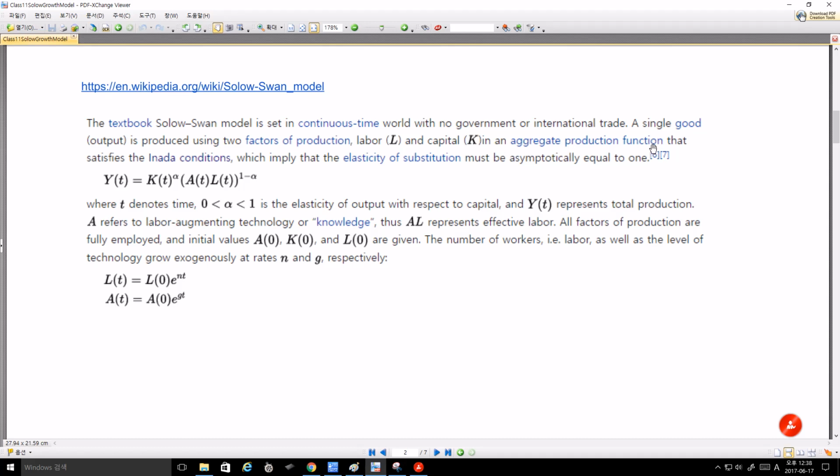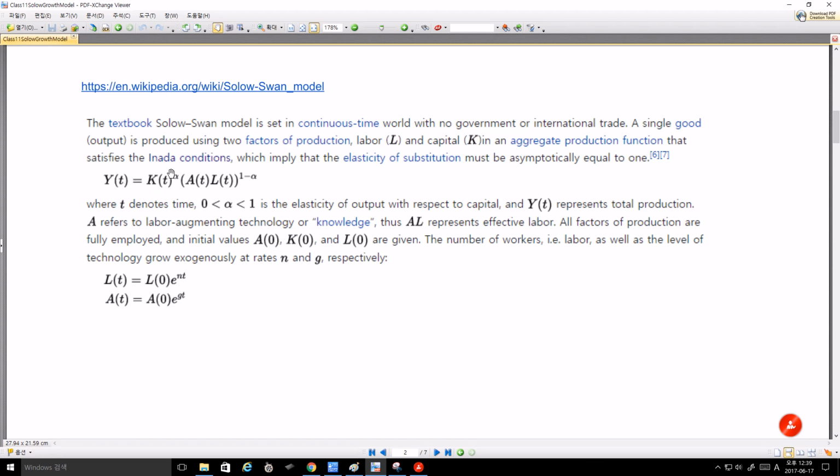An aggregate production function that satisfies another condition. You can ignore that condition for the time being, which implies that the elasticity of substitution must be asymptotically equal to 1. Okay, it is another condition. You can ignore it for the time being. So this is the production model.